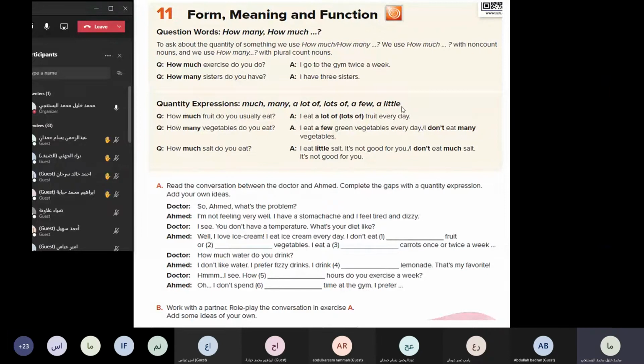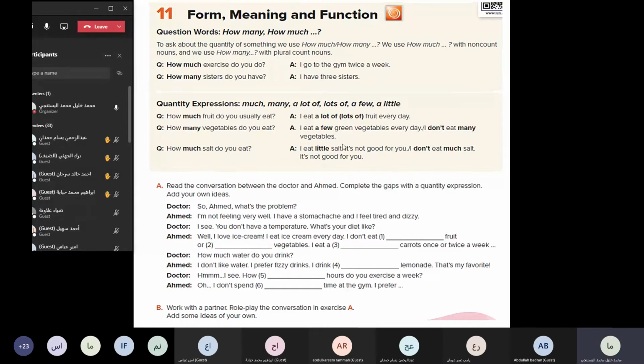A little and little. A little means, okay, what? Not much, but enough. I have a little sugar. We can make tea, for example. Little, very little, it means what? Not much, not enough. For example, I have very little sugar. We have to go to the supermarket and bring some. Little. So here we have a difference between a little and little.